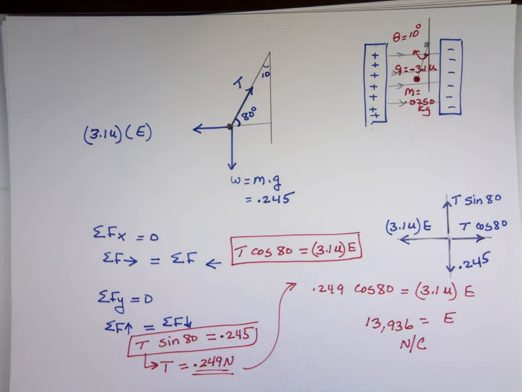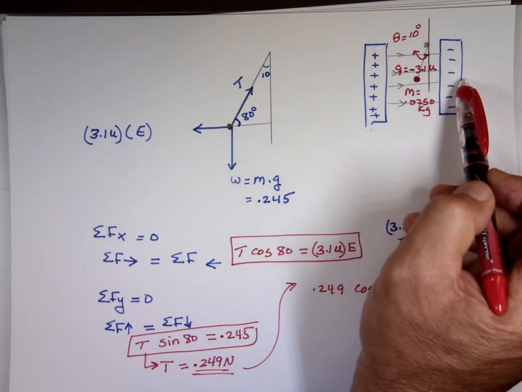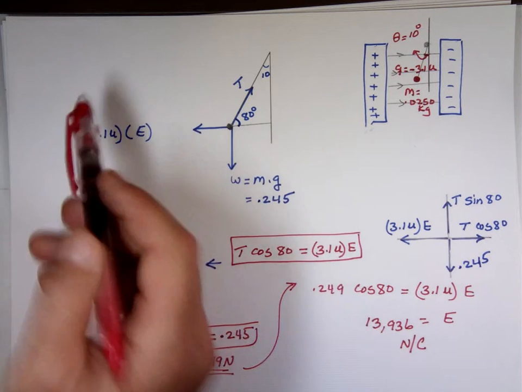Now, if this charge was positive, instead of the string being to the left, it will be to the right. The process doesn't change. The tension will be going backward, because it has to hold it from going all the way to the right.